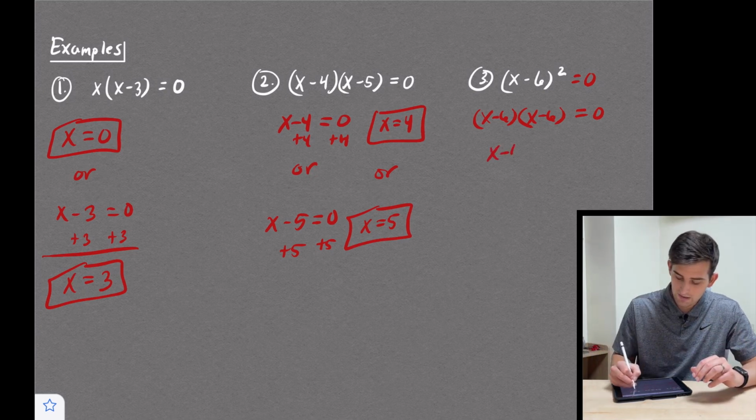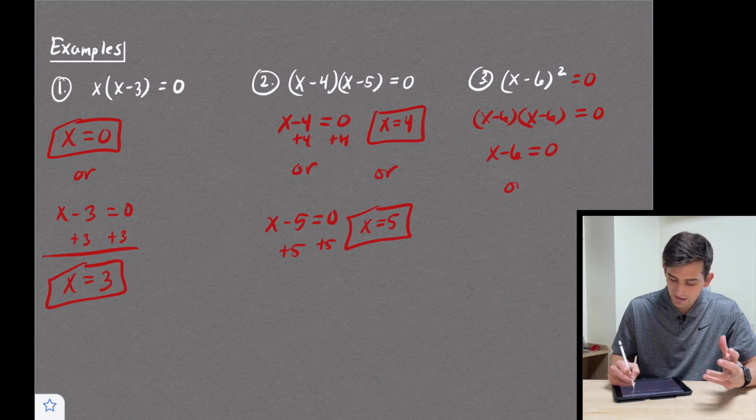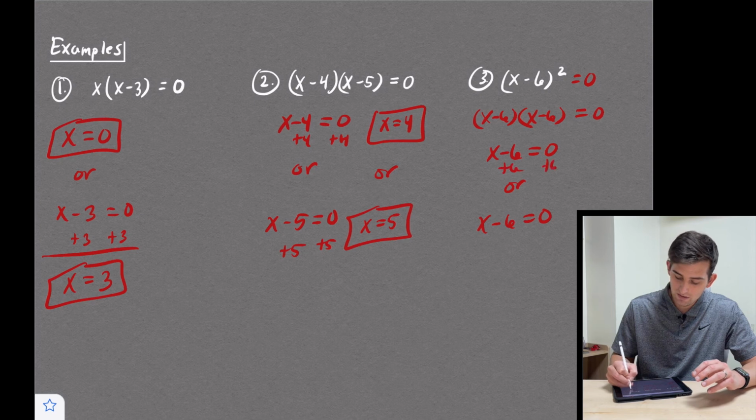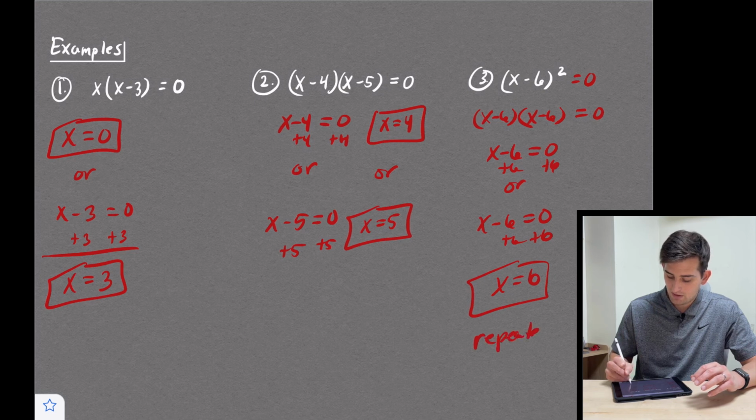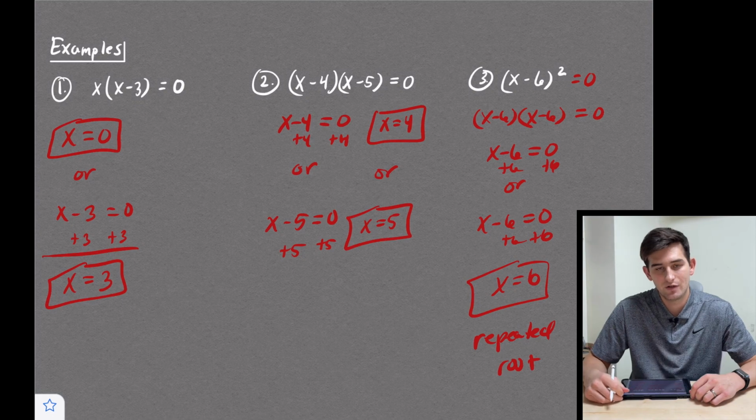We're going to say x minus 6 is equal to 0. Technically we could say or x minus 6 is equal to 0, but that's the same thing. Once we add 6 to both sides, we get x equals 6. Since this happened 2 times, this is a repeated root. Okay, and that's how you use the zero product property.